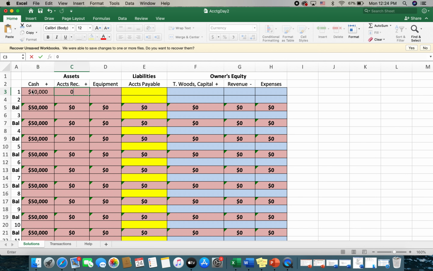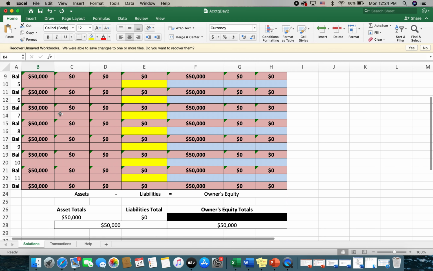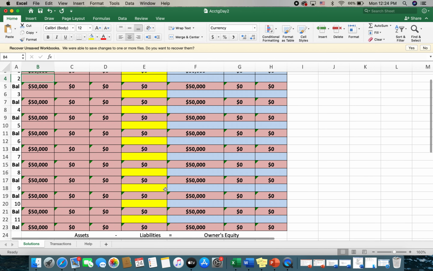Accounts receivable is money that is owed to us. Nothing there. We didn't gain or lose any equipment. We didn't take on any debt, pay down any debt. Did the owner put any money into the business? Yes. How much? $50,000. No profit or money coming in from sales of products and services, and no cost of operating the business, which are expenses. Okay, and we'll make sure after each question, 50,000, 50,000, these two boxes need to remain equal.